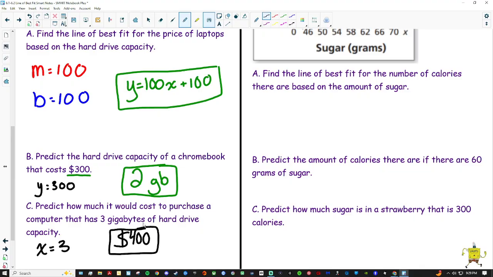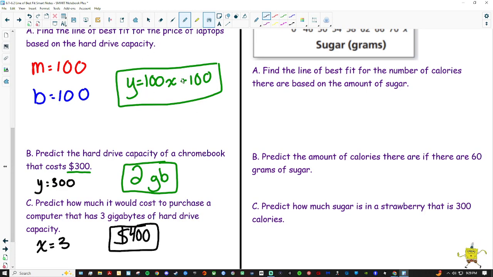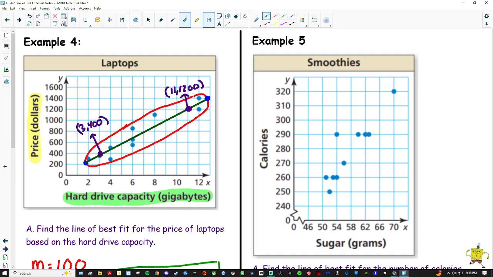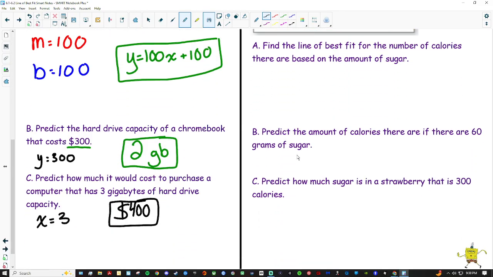Okay, so there's an example of how you use a scatter plot to find your line of best fit and answer some follow-up questions. Remember to catch your bees, put a point on both ends, and connect them with a line. Pick 2 pretty points. Okay, your goal is to do example 5. Example 5 is about smoothies, where our y value is calories, and our x value is sugar. So find your line of best fit and answer your 2 follow-up questions.